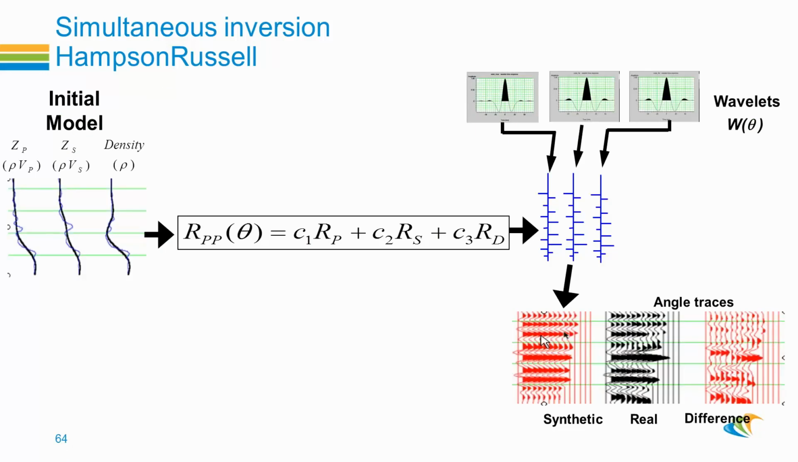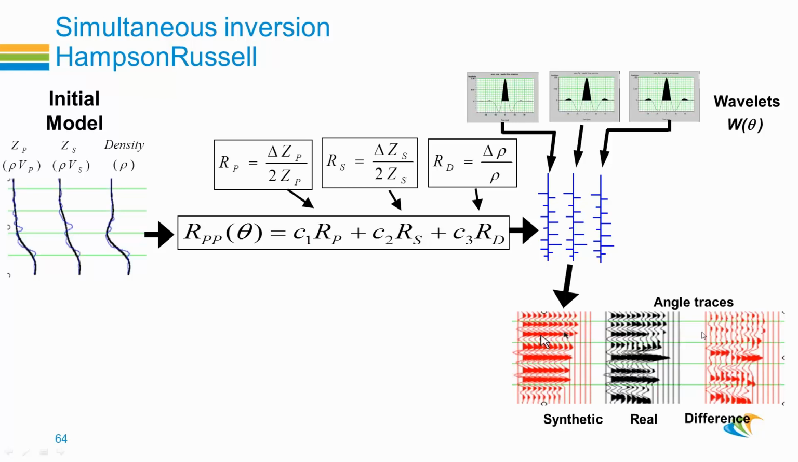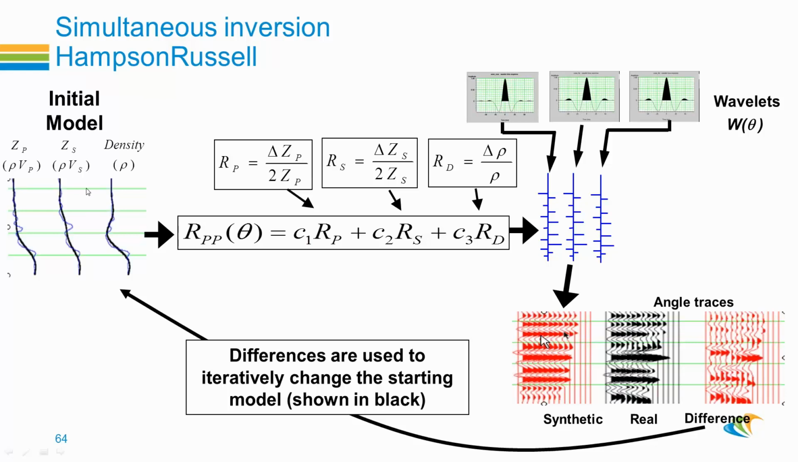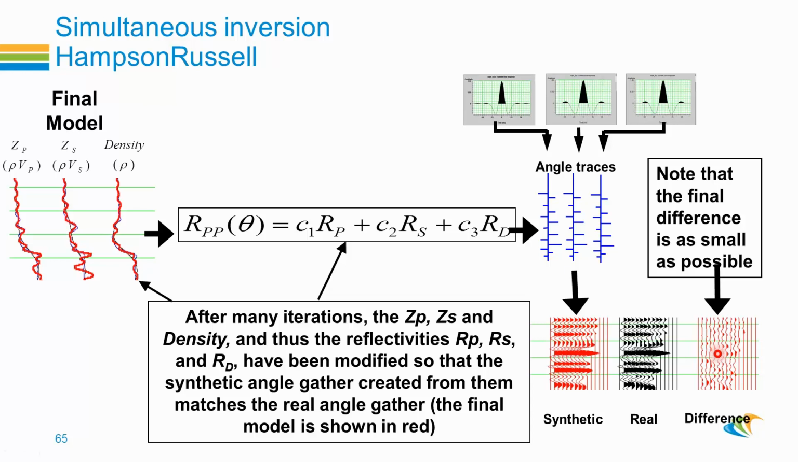So it's done here. We start with an initial model. We calculate reflectivity for each theta using this initial model, which is the black log here. It uses Fatti's equations in the AVO, and we calculate reflectivities for each angle and the synthetic gather, compared with the real gather and the differences. And the differences are used to update this initial model. Finally, once the initial model is updated and we get fewer differences for the gather, the ZP, ZS, and density will be the final results or final model, which are also matching to our logs as well.